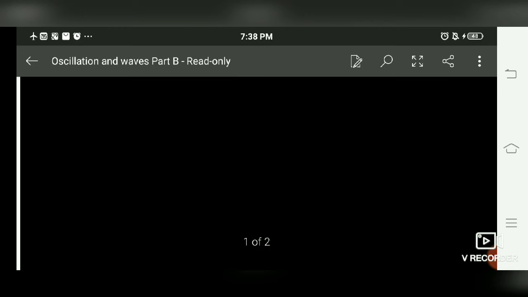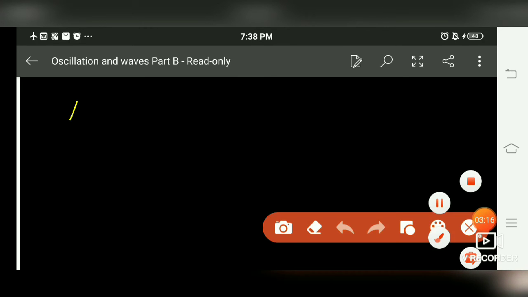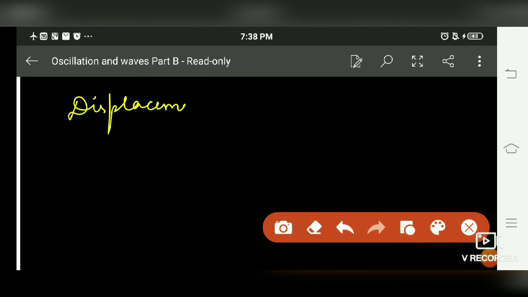Next term is displacement. Displacement is actually the change in the position of a motion. During a motion, what is the change in the position from a particular point or a point of reference? That is called displacement. Its basic unit is meter.